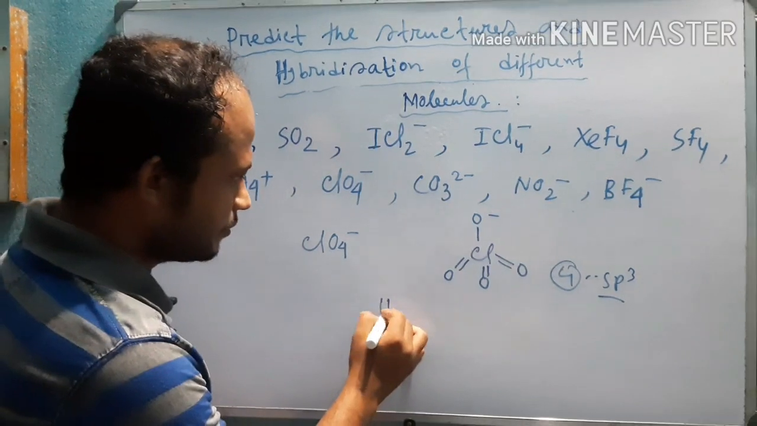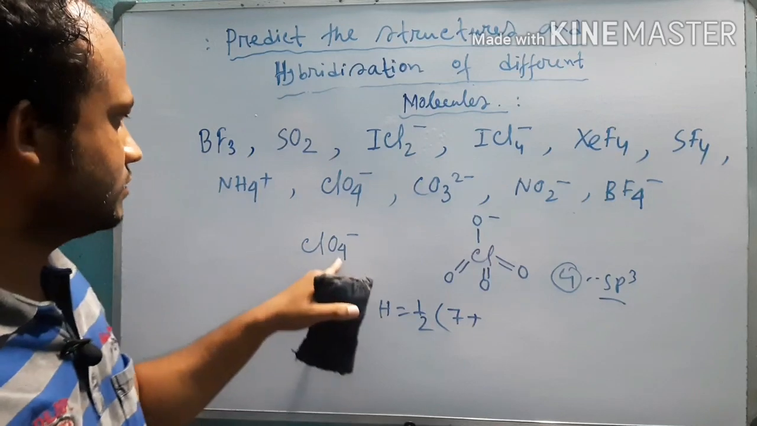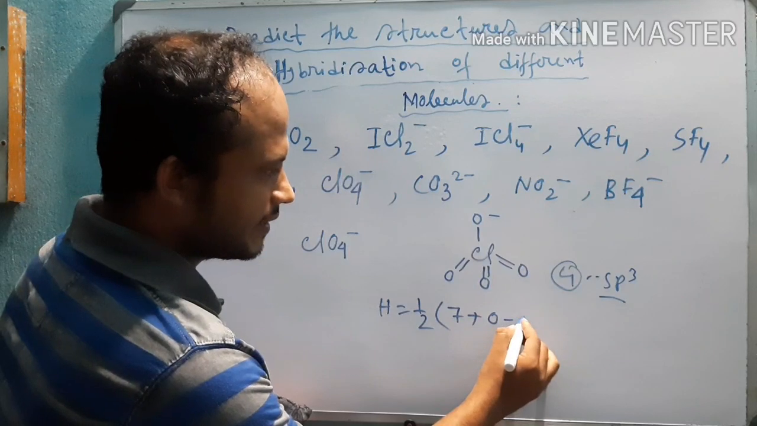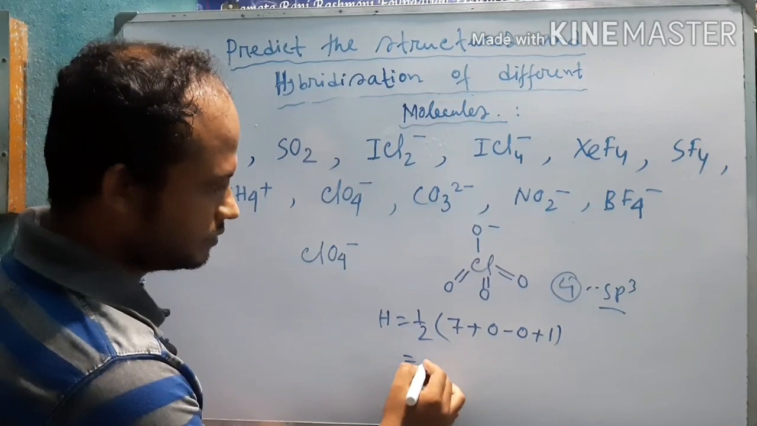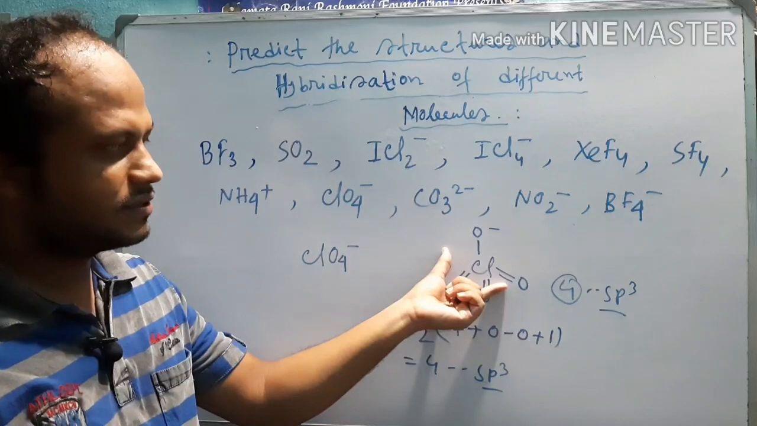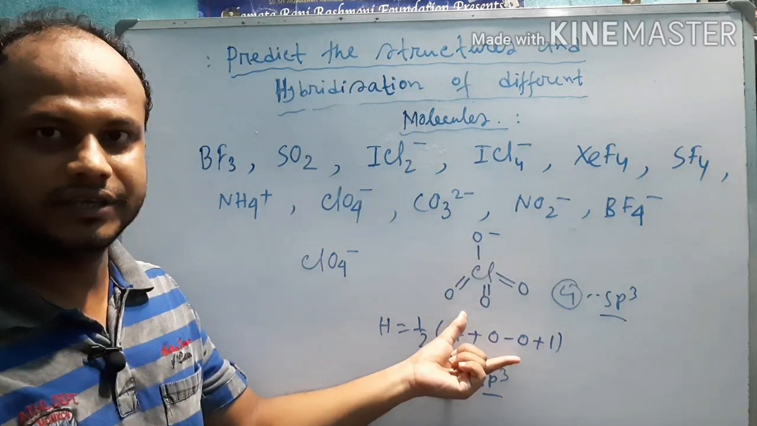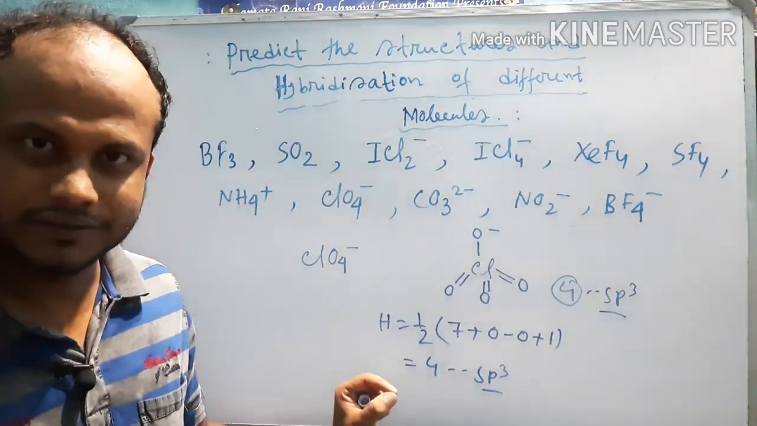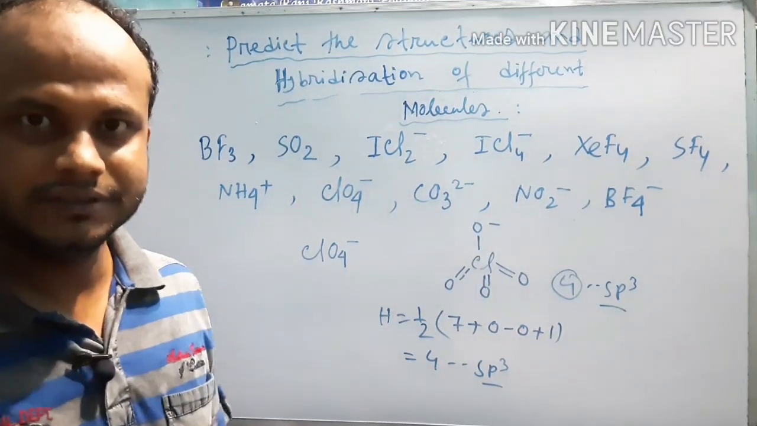Now you have to use the formula. Half of the valence electrons is 7, plus the monovalent atoms, there is none, so 0. There is no cation, that is 0, and one anion, that is 1. So 7 plus 1 is 8, by 2, that is 4. 4 means sp3. Understand? And the structure is tetrahedral, like methane. 1, 2, 3, 4 sides elongated tetrahedrally. And the hybridization of chlorine is sp3. Okay. Number of sigma bonds 1, 2, 3, 4. 4 means sp3.